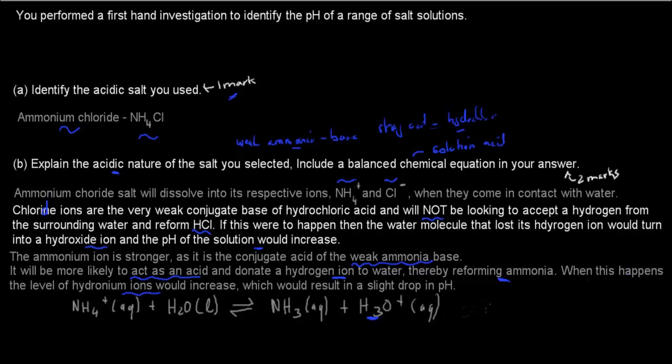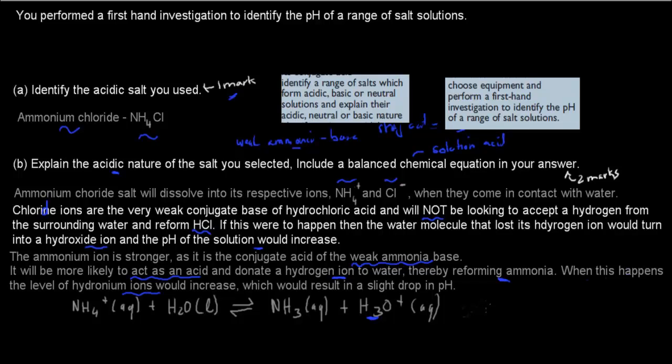That's my last statement. This was worth only 2 marks. You get 1 mark for mentioning that the chloride ion does nothing because it's very weak, and 1 mark for having the actual equation, plus saying that the ammonium ion will donate a proton to the water molecule and thereby produce hydronium ions, which will decrease the pH. It's worth 2 marks out of 2. For the other part, identify the salt, all you need to write is the salt. That's also worth 1 mark. So here we've got 3 marks out of 3.